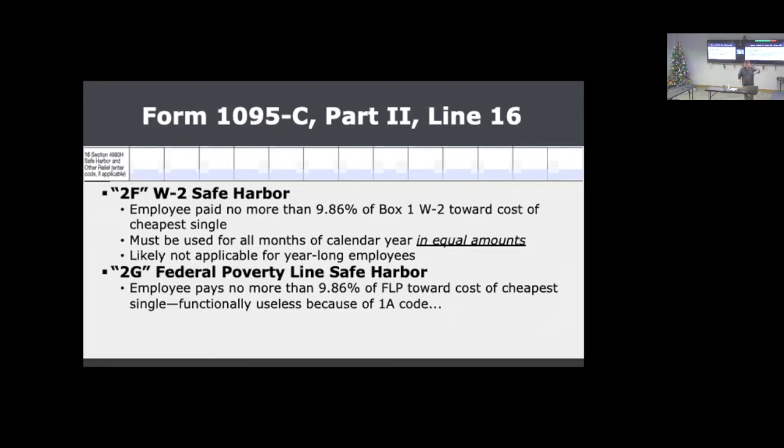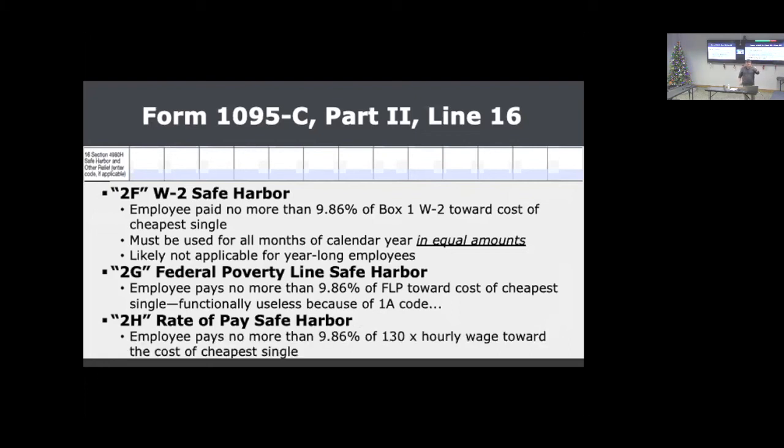9.86% of the single federal poverty line. So this safe harbor you're probably never going to use, because if you could use it, then you should be using the 1A offer code. 2H is this rate of pay safe harbor. That's the one where we take their rate times 130 times 9.86%. We figure out, did they pay less than that each month of the year? If so, then we can use this 2H rate of pay safe harbor.